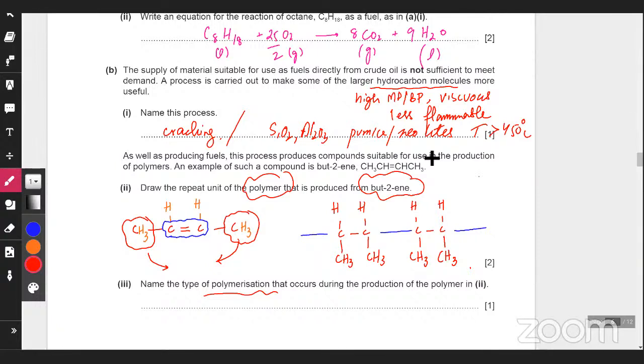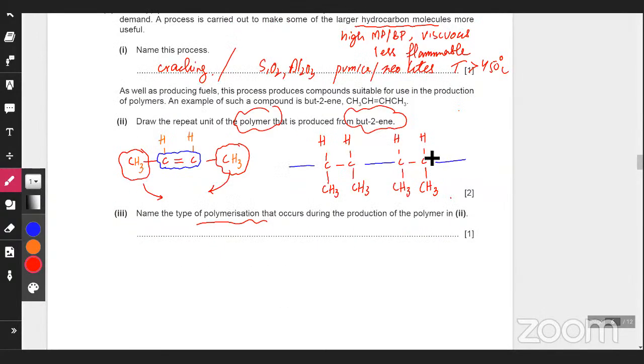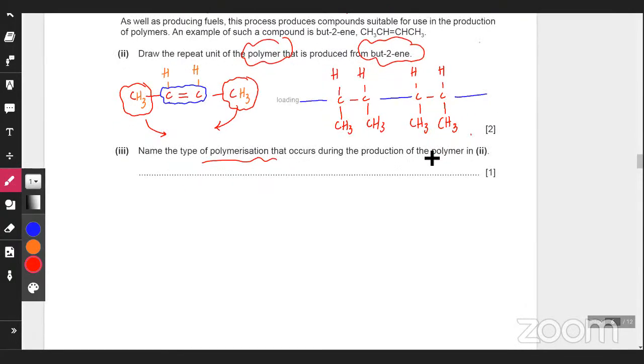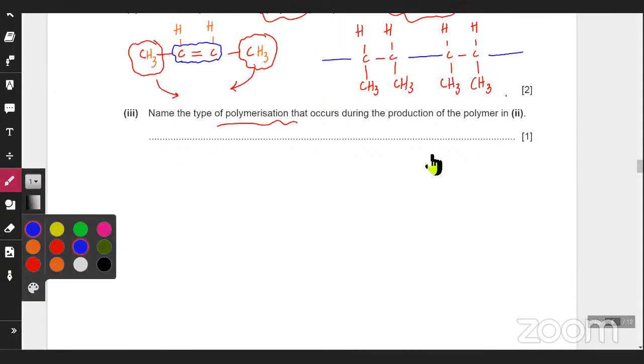Okay, so is this clear? Addition polymerization. Okay? Clear. Yes. So I'm just going to do one more example, just for practice that you have.